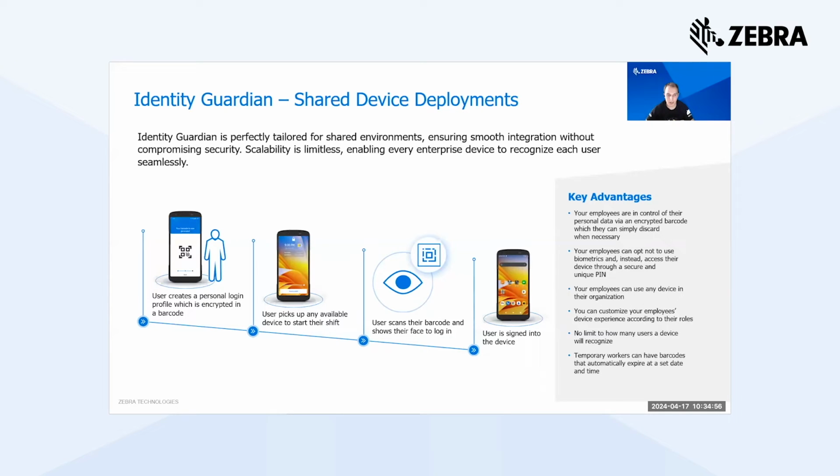So the decryption is done not by the Identity Guardian, but by the Android operating system. Everything is performed inside the sandbox, and Identity Guardian will only get the actual result when performing the comparison between the data from the QR code and the actual data coming when mapping the face. If the information matches, then automatically the user would be signed into the device.